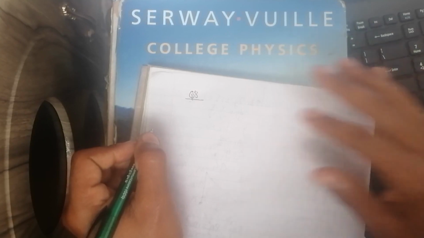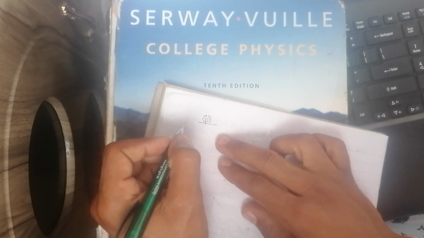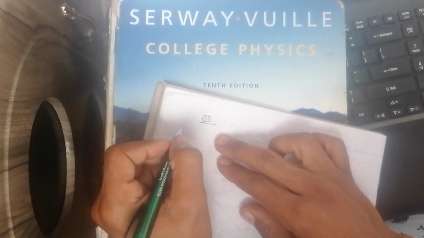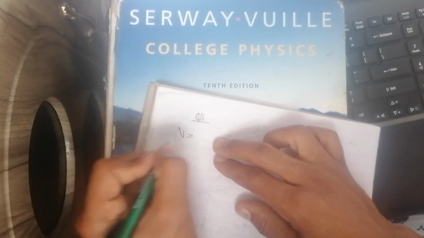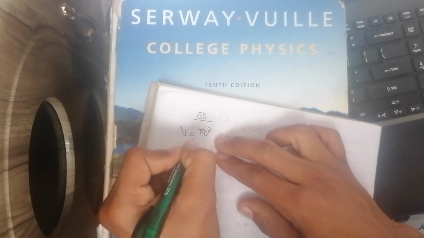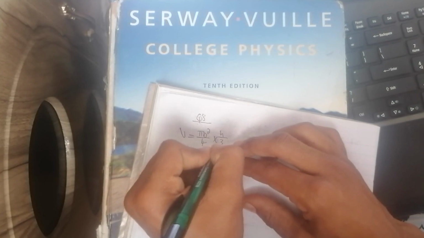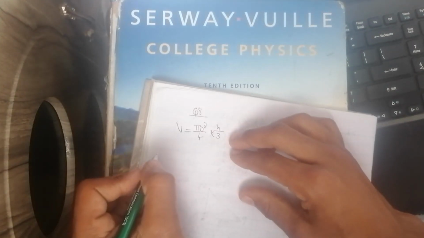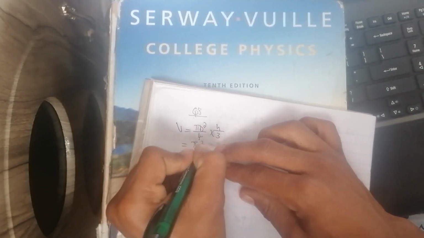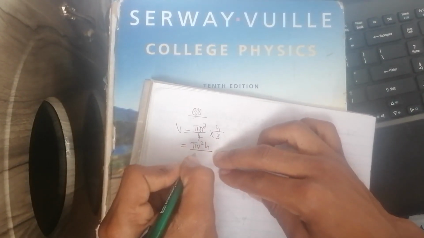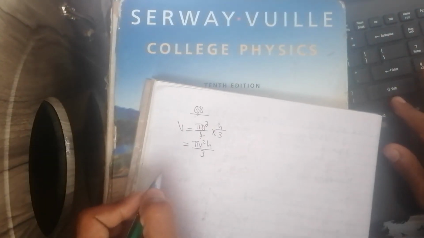It is a right cone, meaning it forms an angle of 90 degrees. So the formula for the volume of a right cone is pi times diameter squared divided by 4 times height, divided by 3, or you can just say pi r squared h all over 3. I think this one is much better.